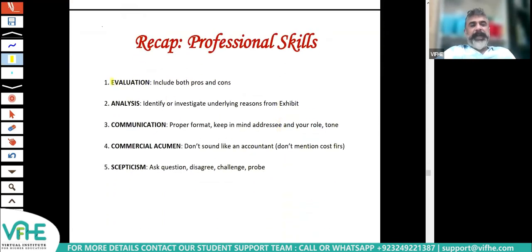Professional skills, when it says evaluation, include both pros and cons. If it says analysis, identify or investigate reasons from the exhibit. Communication means proper format, keeping in mind the addressee and your role, the tone of your answer. Commercial acumen means don't sound like an accountant. Just talk about revenues, competition, IT. And skepticism, ask question, disagree, challenge, and probe.